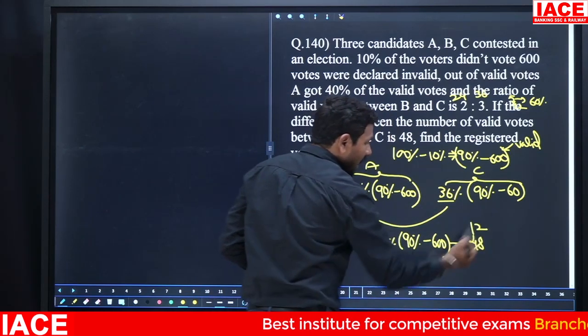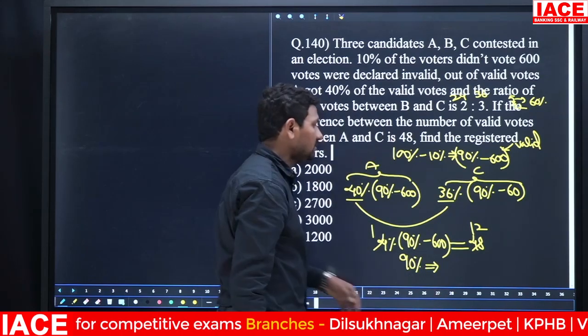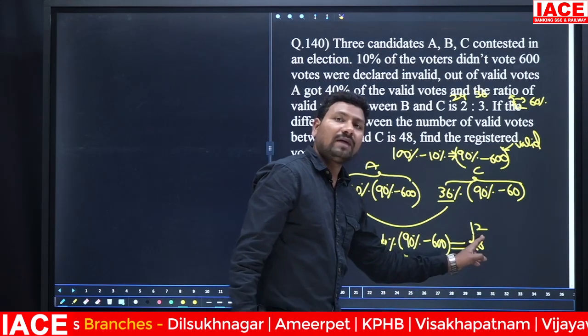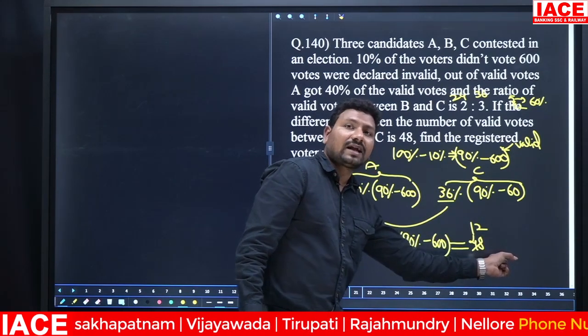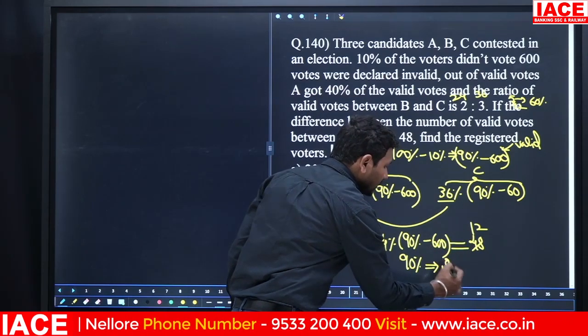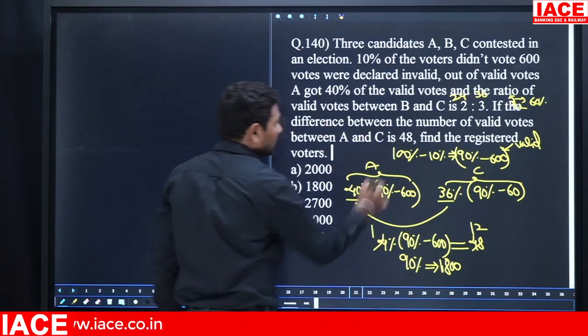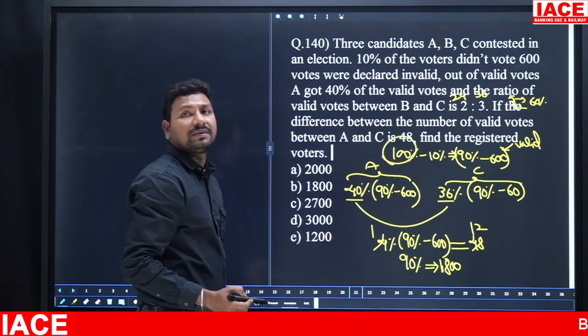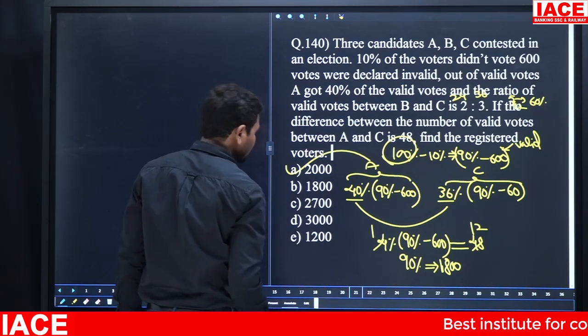Percentage wise, adding two zeros, 90 percent minus 600 is equal to 1200. The 600 comes to the right side as a plus 600. 1200 plus 600 gives 1800. That means finally 90 percent is equal to 1800. We need to calculate the total votes, assumed as 100 percent. 90 percent is equal to 1800, so 100 percent is equal to 2000 votes. Option A.